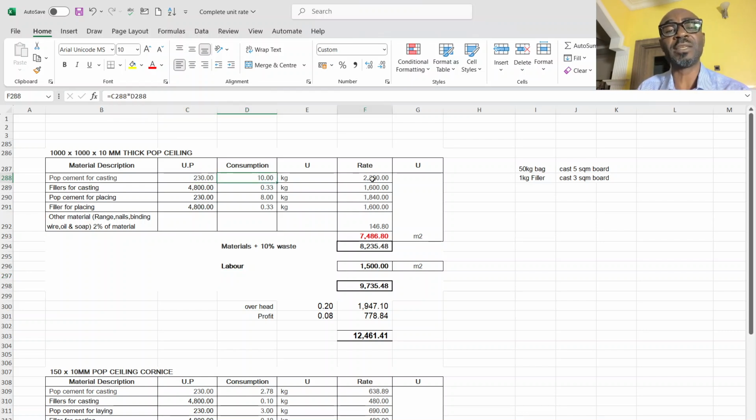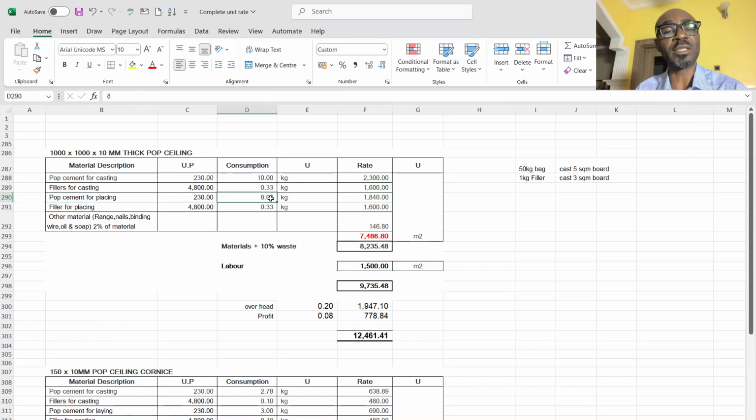You multiply by 10, it gives you this amount. Then the filler: you need 1 kg to mold 3 square meters. So you divide 1 by 3 to give you the cost of the material for 1 square meter, multiplied by the cost per kg, gives you 1.6.